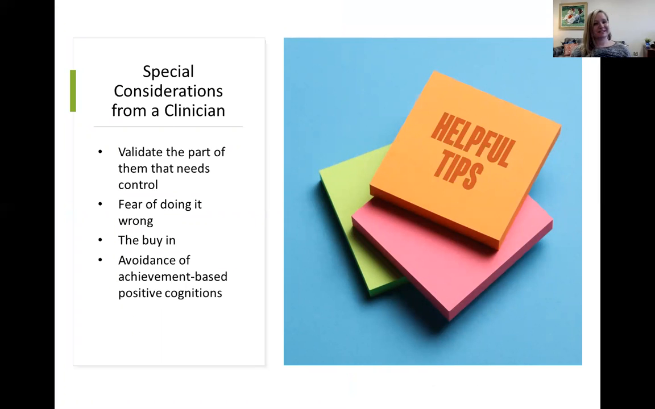So here are just some special considerations that I have just from my experience of what I found to be helpful. I found that validating the part of the client that needs control is very important. So in EMDR, there's no good or bad part. So even their eating disorder is a part of them that needs control. Now, I don't know about you, but I know I need a sense of control in my life. Now, if that part that needs control turns into that control compensation where I'm engaging in eating disorder behaviors, that's problematic. But at the core of it, it's just a part of me that wants to feel safe.